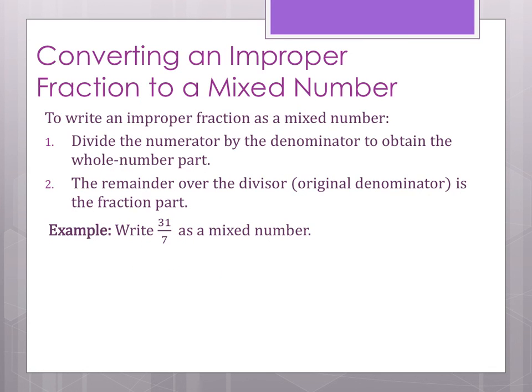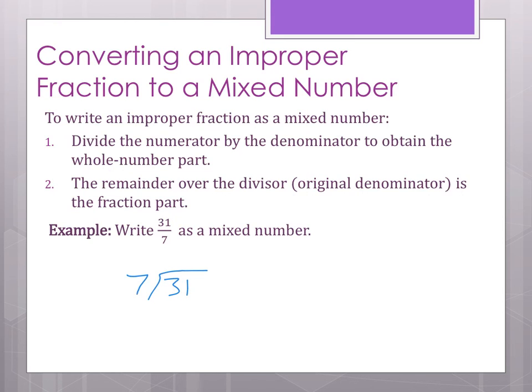Now we'll go in the reverse direction. We're going to convert an improper fraction to a mixed number. So step 1 is to divide the numerator by the denominator to obtain the whole number part. And the remainder that we get after that division is going to be our numerator, and we'll write that over the original denominator that we had. So in this case, we'll do 31 divided by 7. The numerator goes inside, the denominator goes outside.